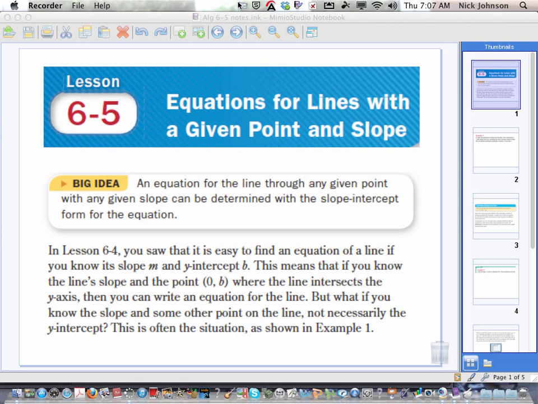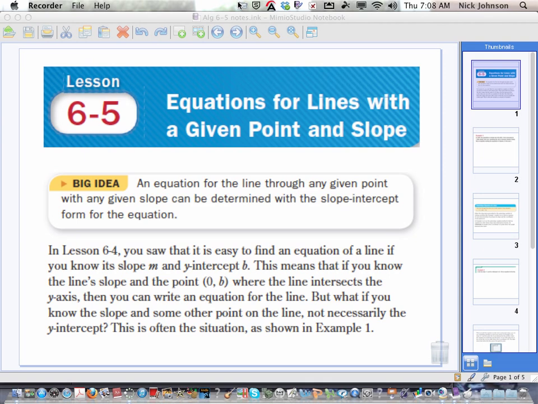But there is an easier way, and we're going to show you that. When you have a point and you have a slope, there is a certain form you can use that will get you back to slope-intercept form. In lesson 6-4, you saw that it is easy to find an equation of a line if you know its slope, m, and y-intercept, b. This means that if you know the line's slope and a point, 0, b, where the line intersects the y-axis, then you can write an equation for a line.